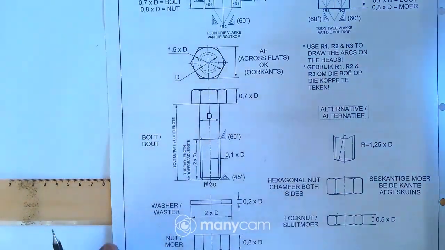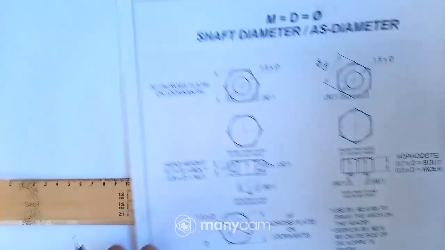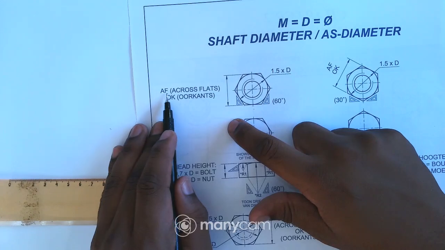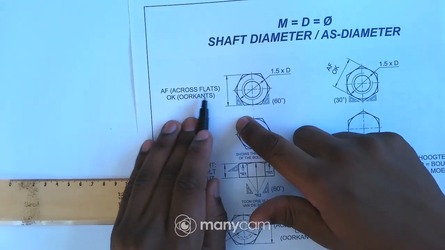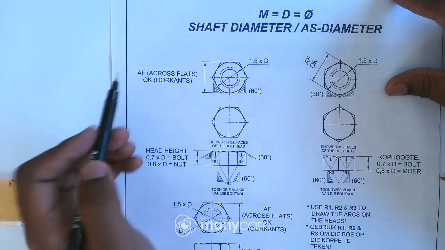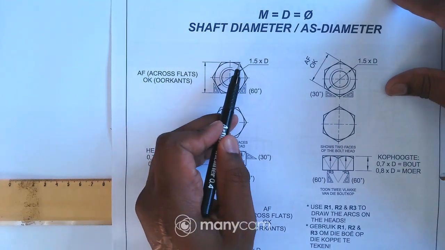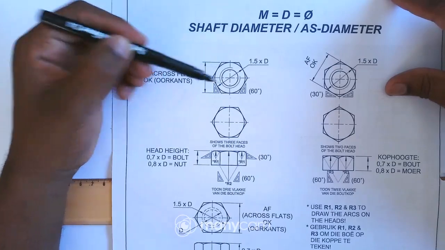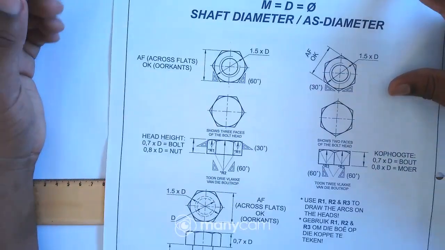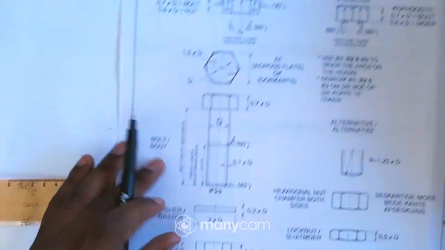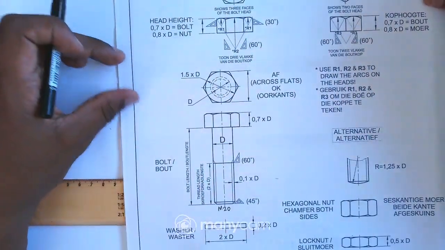Okay, so now before I proceed, I have this abbreviation here, AF. This AF stands for across flats as indicated here, and the across flats is the distance from this flat to this flat. So these two flats are opposite to each other. We call this AF, across flats. Okay, good. So now I'll start by drawing the top view of the hexagonal bolt.